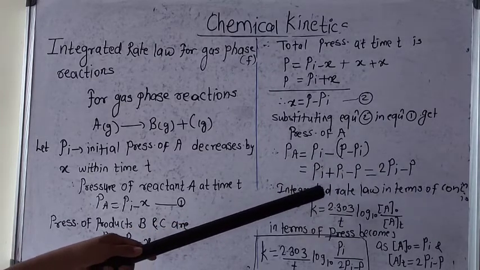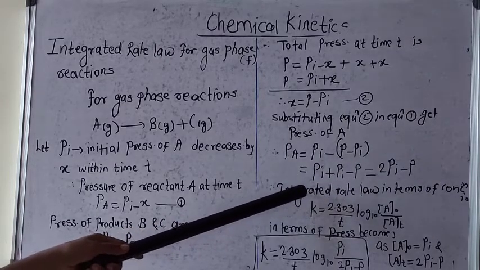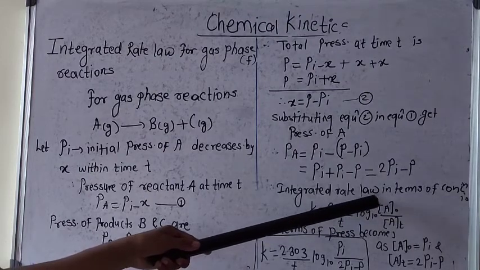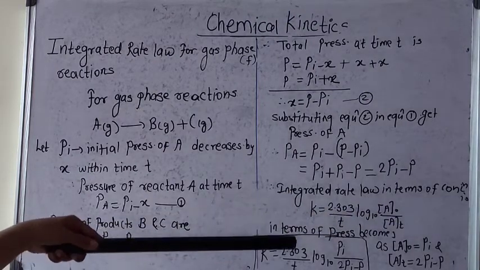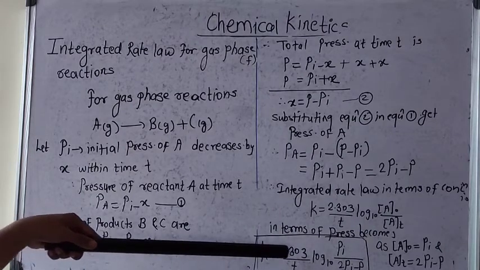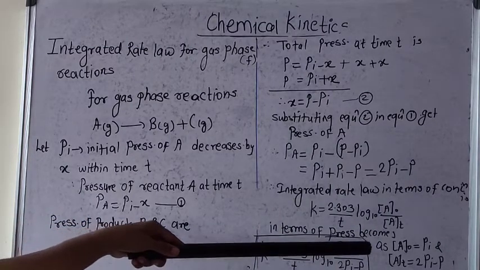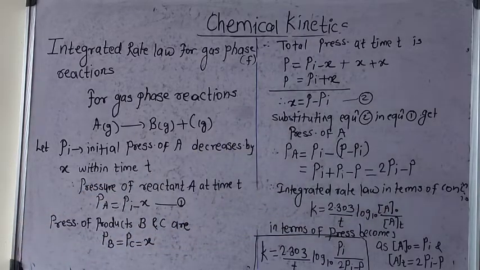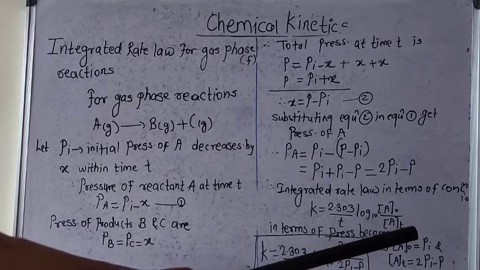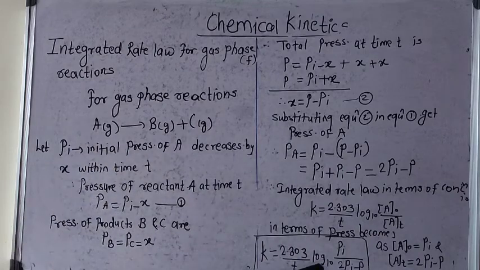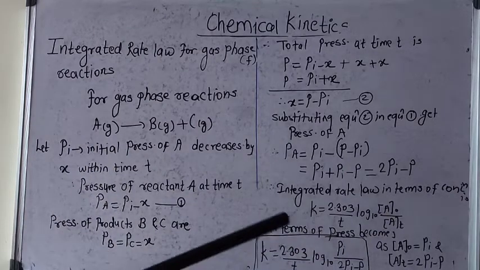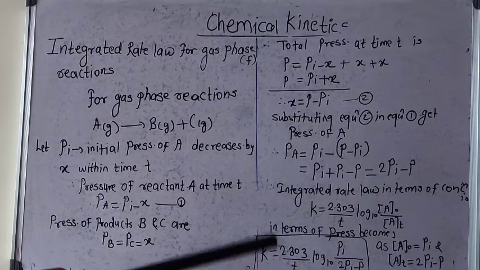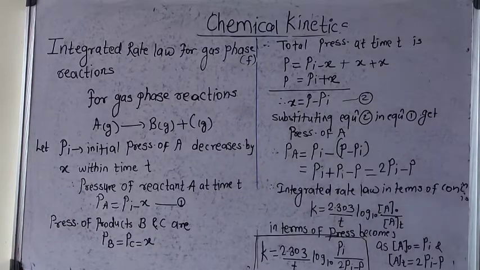The integrated rate law in terms of concentration is given as k equal to 2.303 upon t log to the base 10 of A0 by At. Now in terms of pressure, k equal to 2.303 upon t log to the base 10, where instead of A0, the initial concentration, we write Pi, the initial pressure, and instead of At, the pressure at time t, it becomes 2Pi minus P. So here we get the integrated rate law for gas phase reactions.